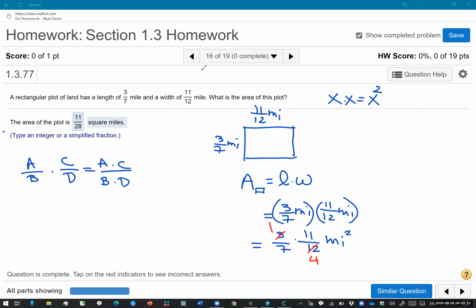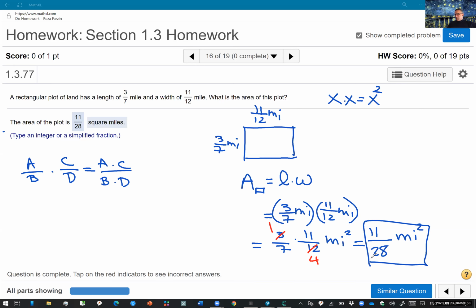All right, so we end up with this. Now we go ahead and do this rule, which is multiplying across. So what do we get when we multiply across? 11 over 28. There you go. So 11 over 28 square miles is going to be the area.